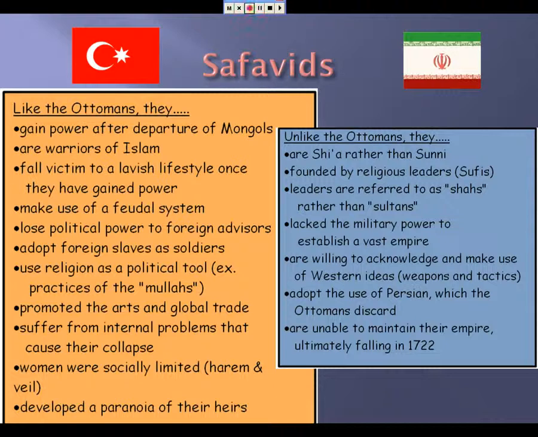Another small, not really a trivial difference, but a small difference. The Safavids speak Persian. The Ottomans use Turkish. And then the last one, the Safavids just don't last as long. They're only able to stretch it until the early 1700s, whereas the Ottomans will last until 1920, more or less. Paul? What term do they start? They all start about the same time, 1290s, early 1300s.